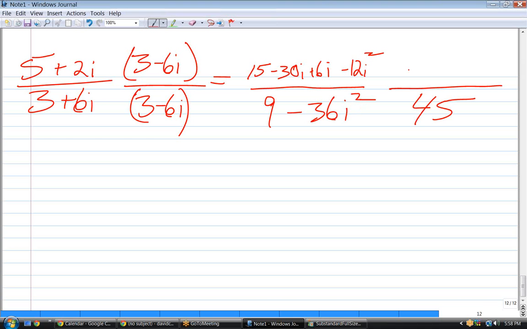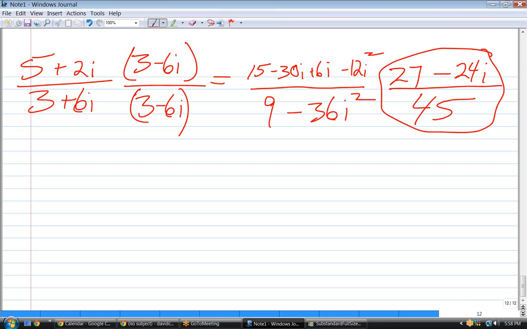Simplify it. What's the real part? That'd be 15 plus 12. That'd be 27. Okay. What's the rest of it? 27 minus, let's see, negative 30 plus 6, that'd be negative 24. Okay. Is that simplified?